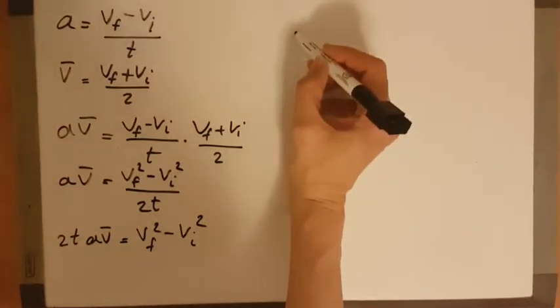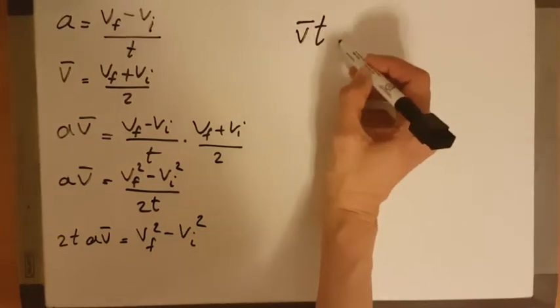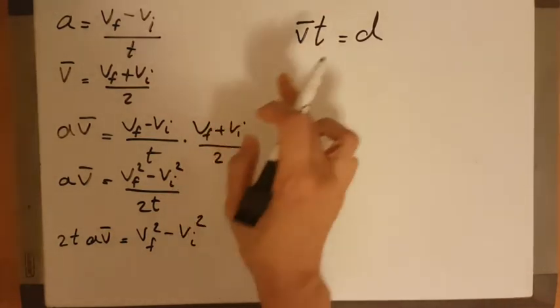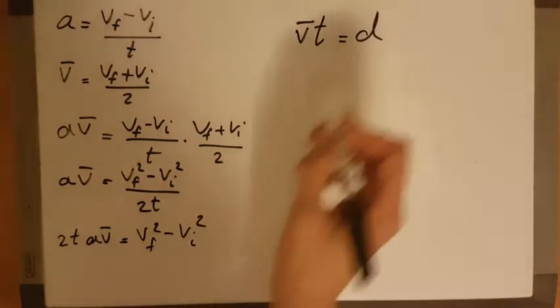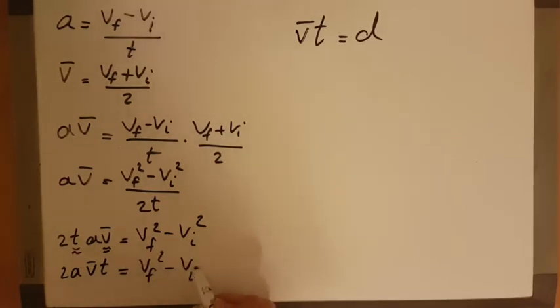Do you remember that V average times T was the displacement, wasn't it? Because this V average was acting like a constant velocity, right? So the average velocity times T will give us the displacement. And look at here, I have V average times T here. So let's just put them together. I put 2A and then V average times T beside each other, and I will have this one in here.